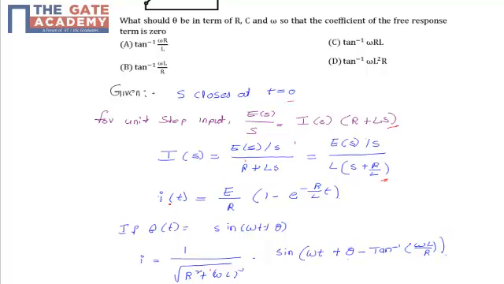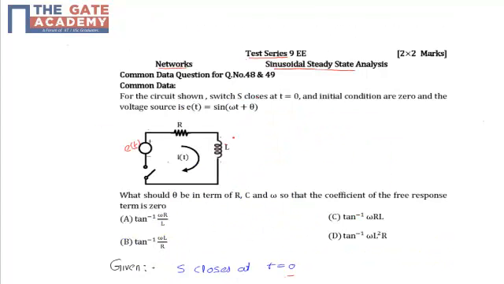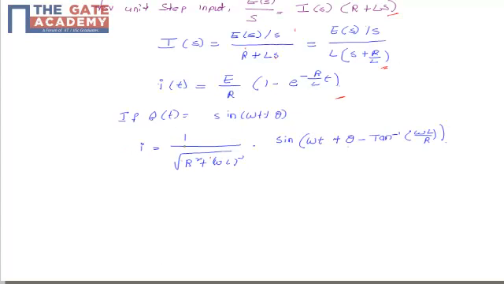From here the value of i of t will become E by R into 1 minus e to the power minus R by L into t. So i of t consists of two parts: one is the steady state response, the second is the transient response. If e of t is given as sine of omega t plus theta, then the steady state current will be 1 by root of R square plus omega square L square into sine of omega t plus theta minus tan inverse of omega L by R.